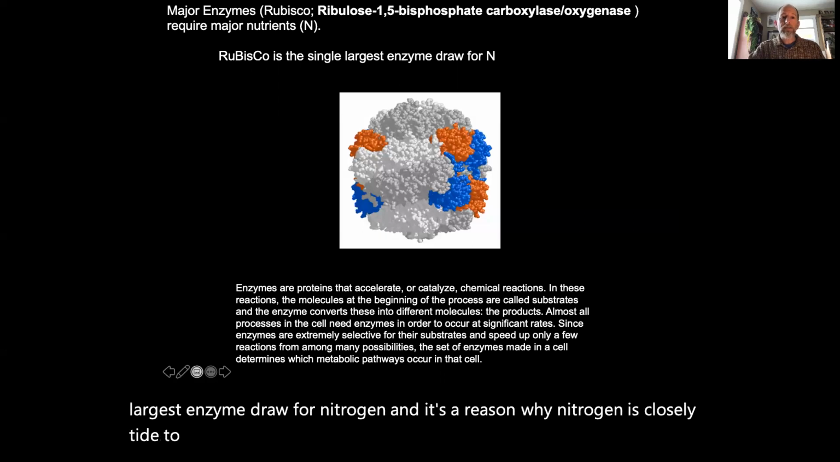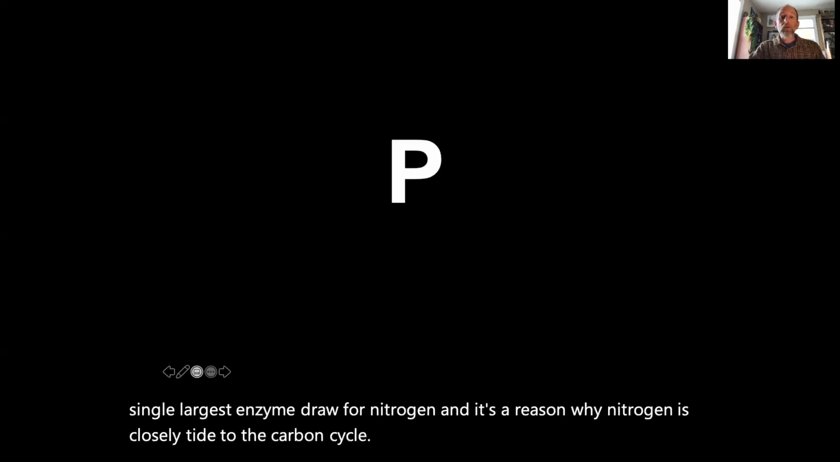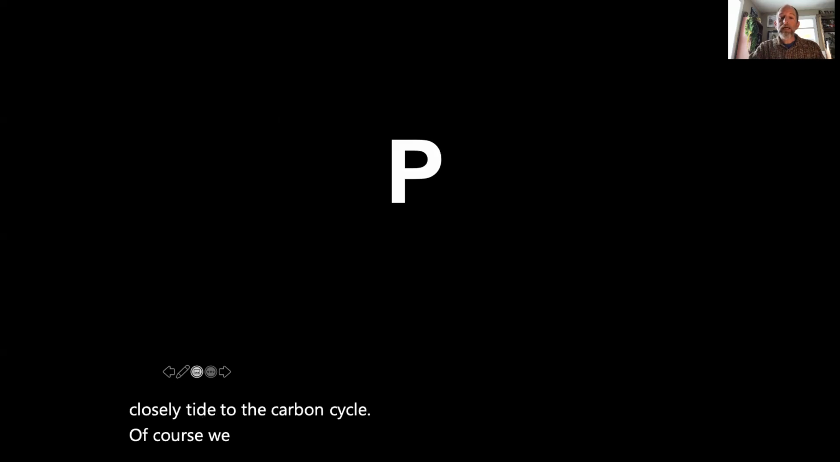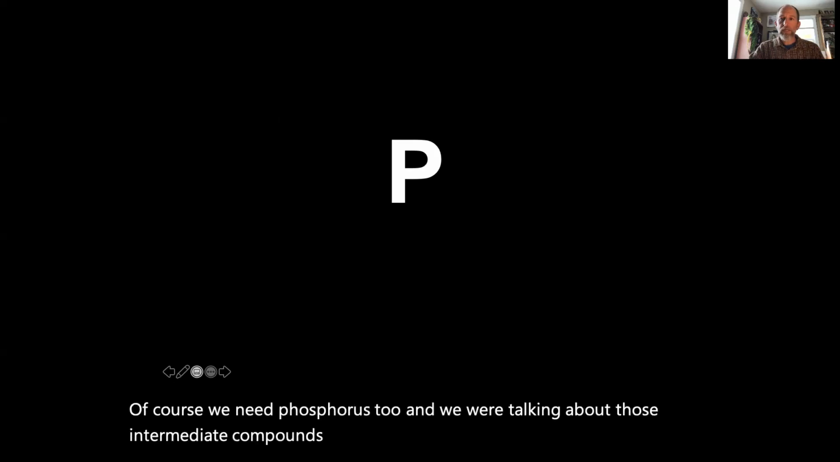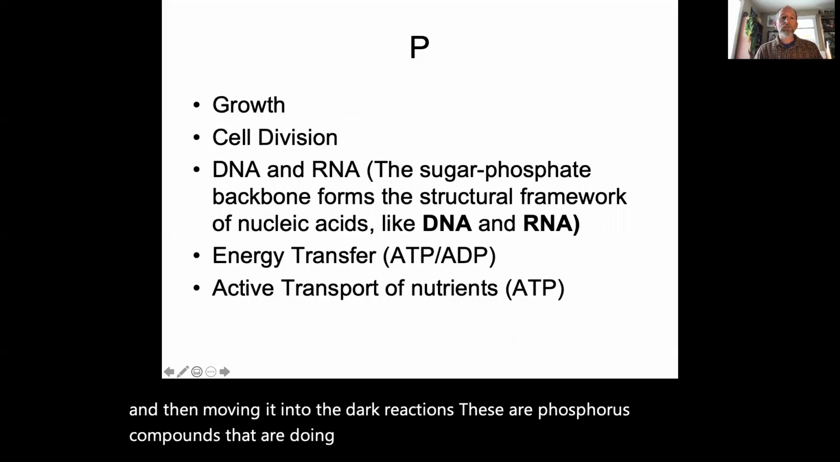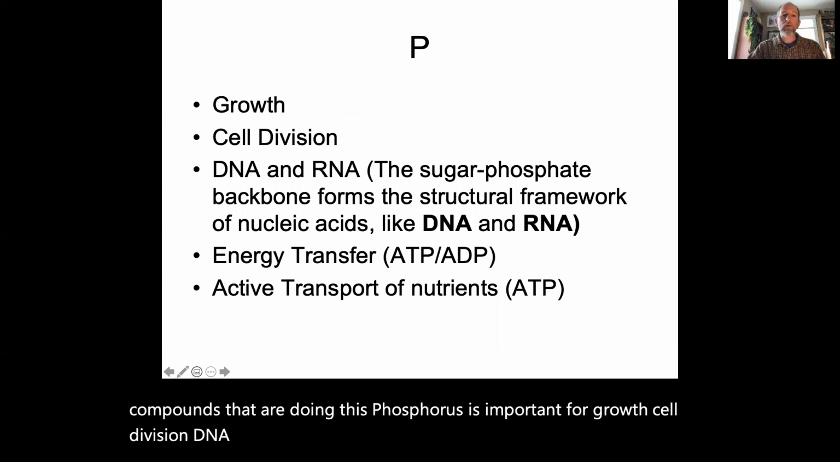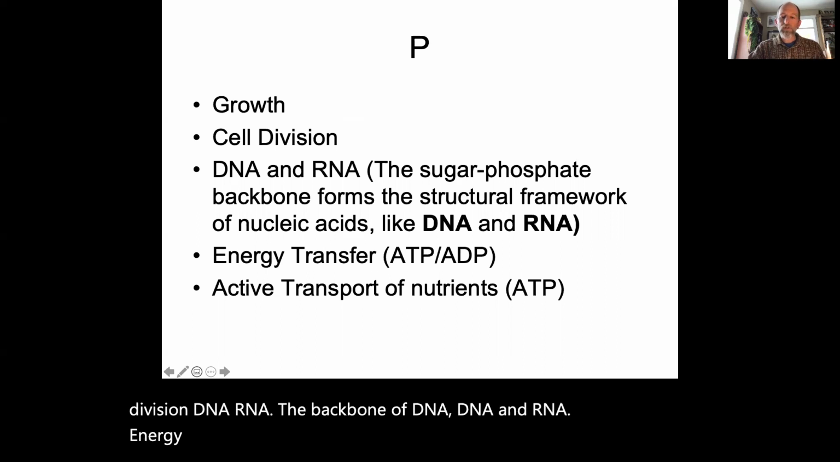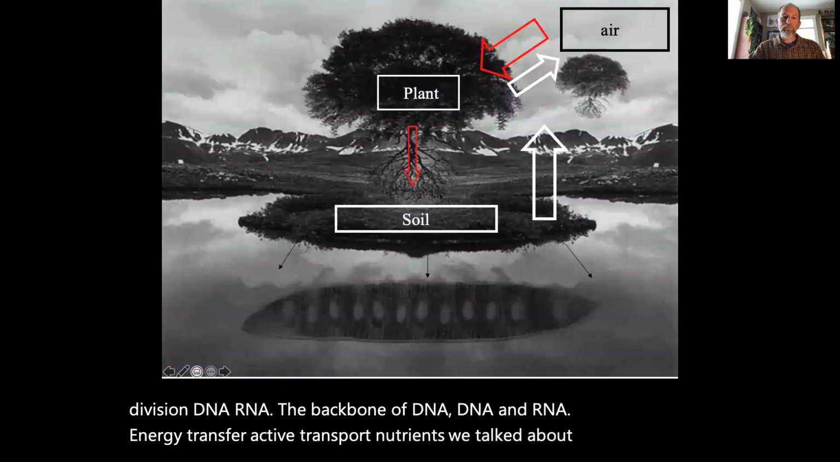Of course, we need phosphorus too, and we were talking about those intermediate compounds for transferring energy from sunlight and then moving it into the dark reactions. These are phosphorus compounds that are doing this. Phosphorus is important for growth, cell division, DNA, RNA, the backbone of DNA and RNA, energy transfer, active transport of nutrients. We've talked about that some already.